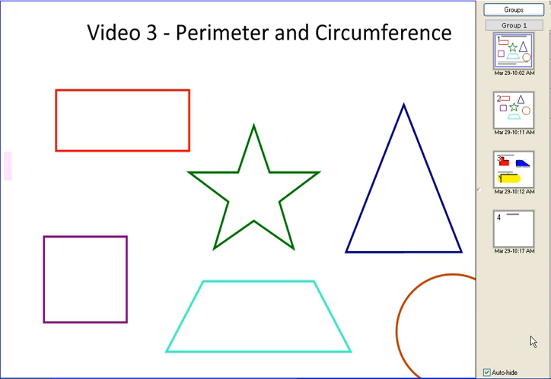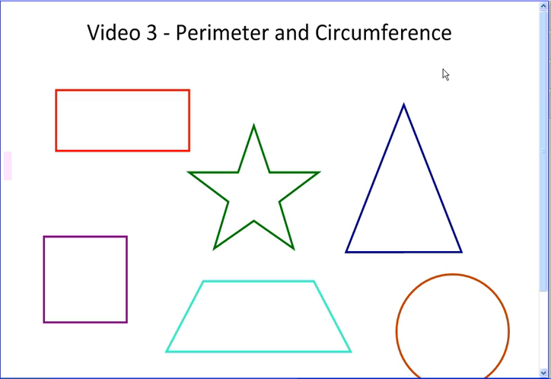Okay, this lesson is going to be on perimeter and circumference. What we're going to talk about is the perimeter and circumference of different shapes.